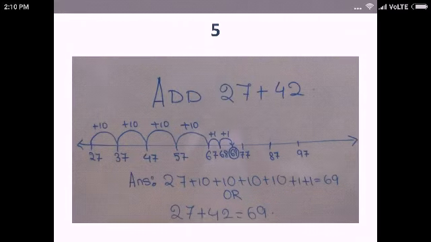Okay, look at our fifth sum. Here you have to add 27 plus 42 using a number line. So again, let me say, suppose 27 is your station. Now after 27, if you take 42 steps, you will reach your destination. So from 27, you have to find out your destination after taking 42 steps.